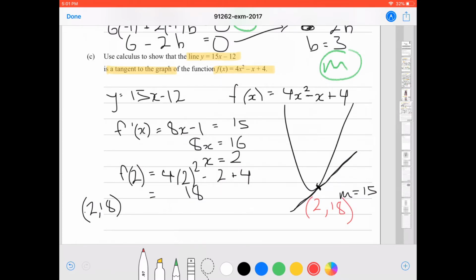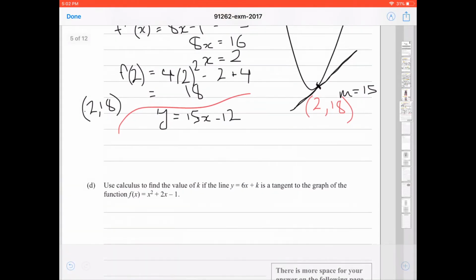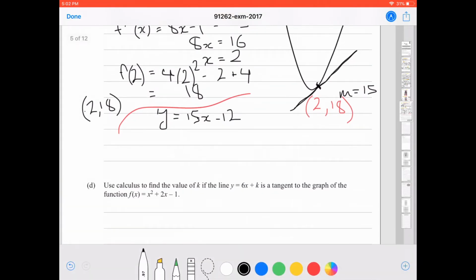Okay, now all we have to do is check that our tangent passes through the point 2, 18. And what we can do is say, if we've got y equals 15x minus 12, we could, again, check x equals 2, and check the y coordinate.